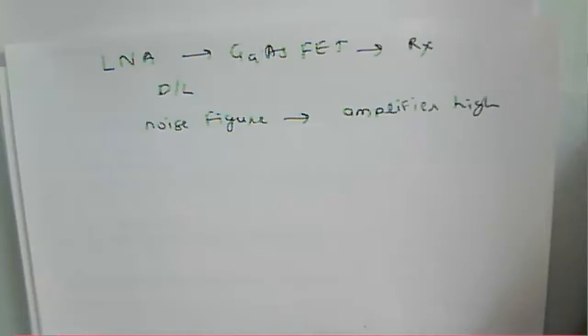So in the next session we'll see what the components used in the earth station are, that will be the up converter and the down converter.